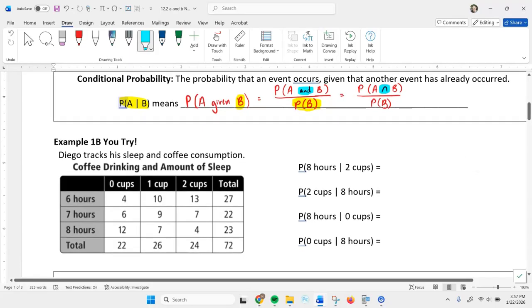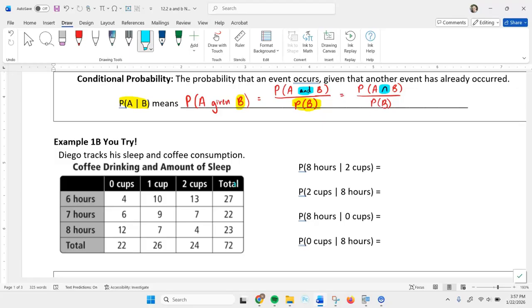So this one, we're looking at Diego, who tracks his sleep and coffee consumption. When he had 0 cups of coffee, we can see that there were 4 nights that he got 6 hours of sleep, 6 nights where he got 7 hours, and 12 nights where he got 8 hours when he had no coffee at all. And then when he had 1 cup of coffee, you can see how that changed the number of hours he got, and so on for the rest of the table.